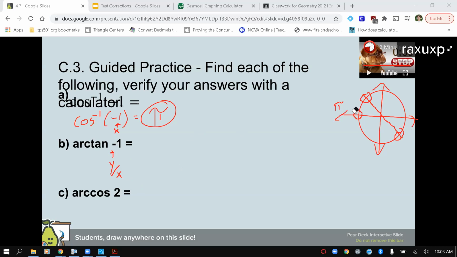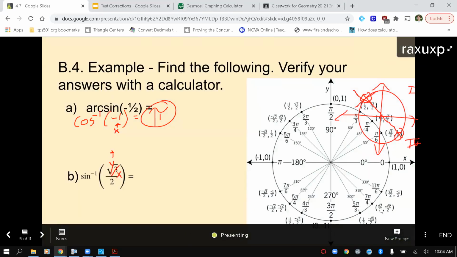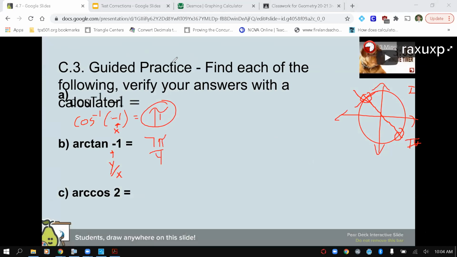However, this answer is not in the range. The range are the values in quadrant 1 and 4. So this is not in the range. This is the answer. And I believe that's, what is it, 7 pi over 4 right here. Now, 7 pi over 4 is not in the range either, but it is in the right quadrant. So if you subtract 2 pi from it, you get negative pi over 4, which is in the range of negative pi over 2 to pi over 2.